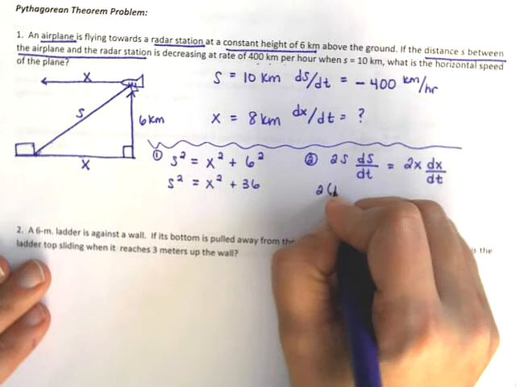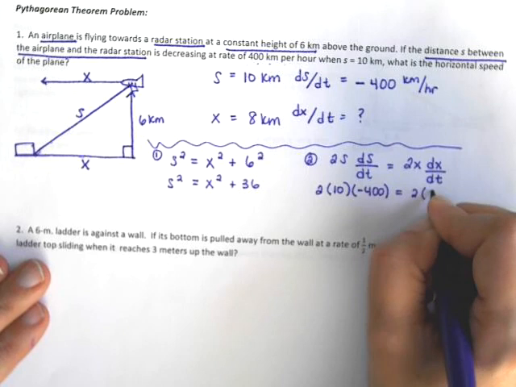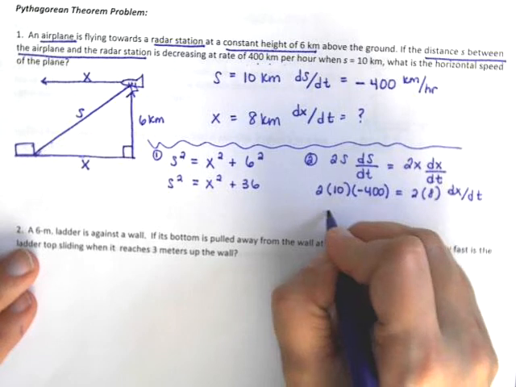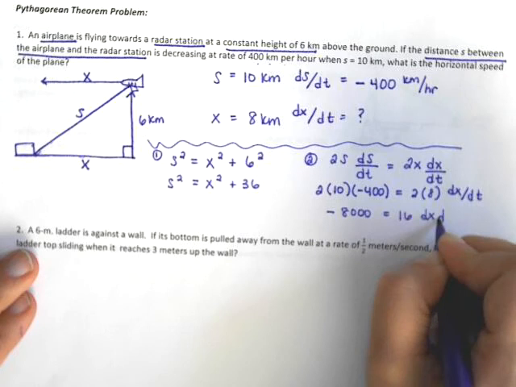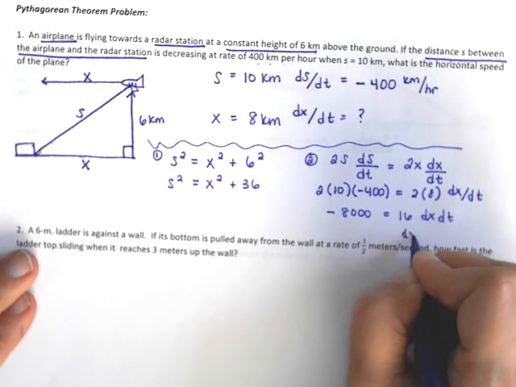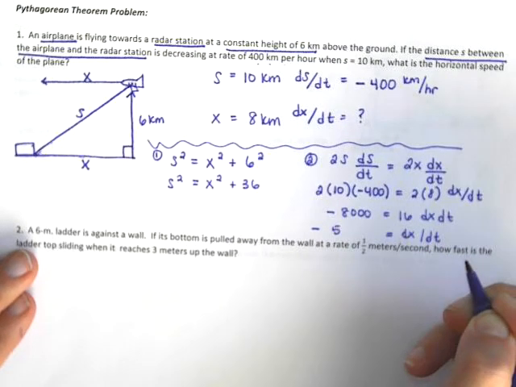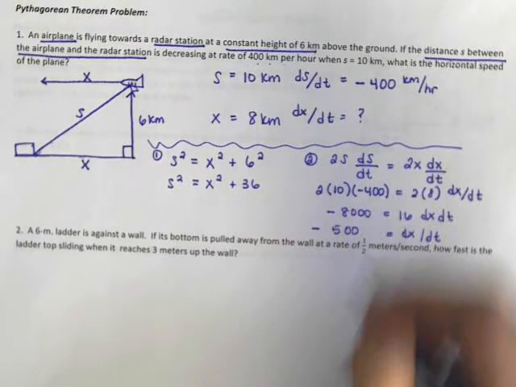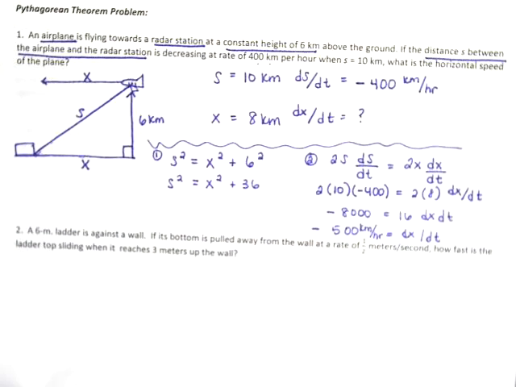So 2 times 10 times negative 400 equals 2 times 8 dx/dt, which means I get negative 8,000 equals 16 dx/dt. So if I divide, I get that dx/dt would be negative 500, because 16 goes into 80 five times. Now the question here is, what are my units for this problem? The units would be kilometers per hour because it's how fast the plane is moving.